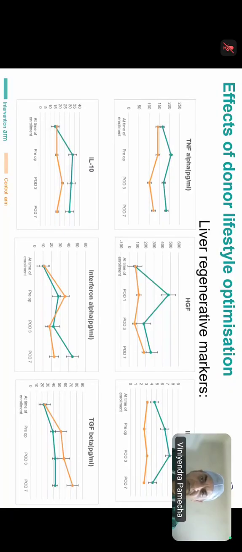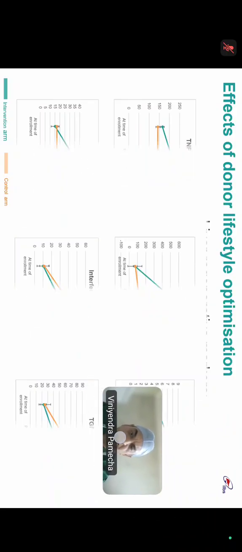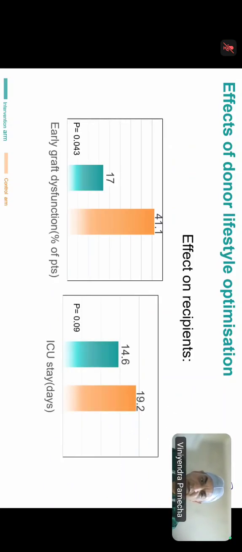And this is just the molecular markers of liver regeneration, which were also different between those who had lifestyle optimization versus not. And also the early graft dysfunction rate in the recipient was lower from the donors who had lifestyle optimization.